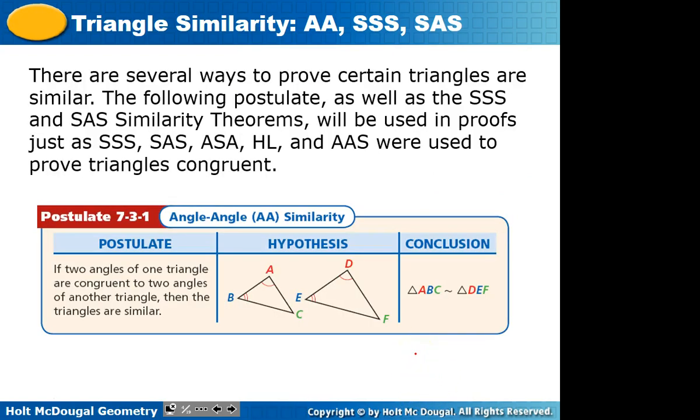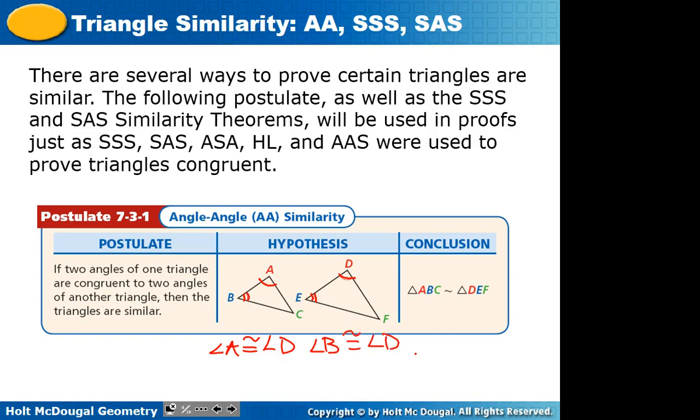So here it says there are several ways to prove certain triangles are similar. The following postulate, as well as side-side-side and side-angle-side similarity theorems, will be used in proofs, just as side-side-side, side-angle-side, angle-hypotenuse-leg, and angle-angle-side were used to prove triangle congruence. So if you notice here, we have that angle A is congruent to angle D. So that's one of our pairs of angles. And then we have angle B is congruent to angle E.